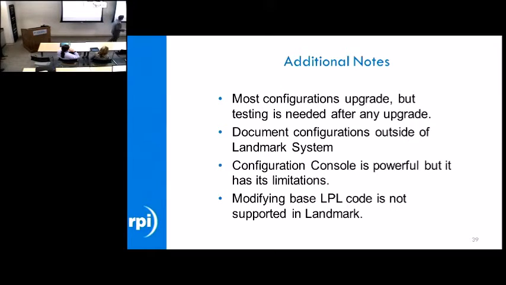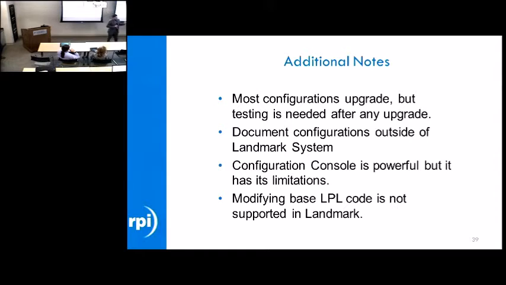I just wanted to add a couple additional notes. Most configurations do upgrade. But testing is needed after the upgrade. It's very important that if you make configuration changes in Landmark that you document them. It'll help your testing. After you do a CU and you go into the configuration console, usually it tells you, like with a little red X or something, "Hey, this has been upgraded. You got to make a change." And you can just refresh and it works. But you really need to make sure you document the configurations. After a CU, you can go back and check them because it can go away.